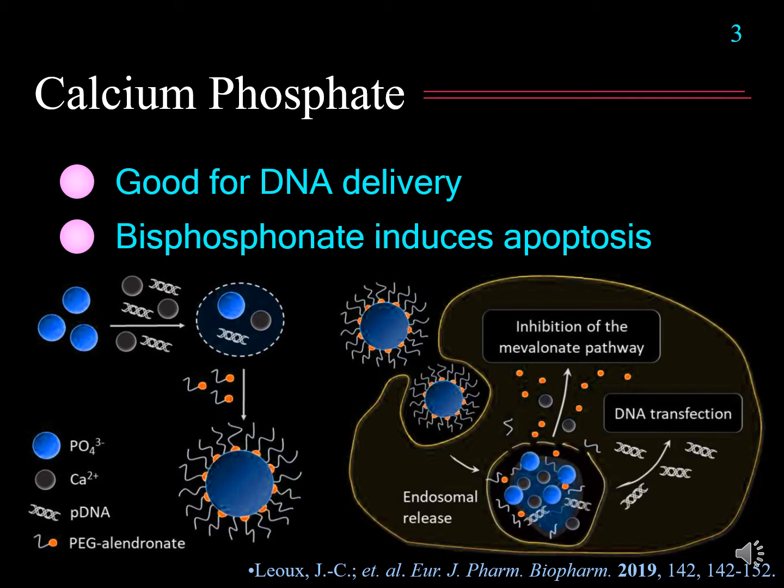In this case, they use PEG alendronate. Alendronate is a compound that can inhibit the mevalonate pathway, and inhibition of the mevalonate pathway can trigger apoptosis, or programmed cell death, right? So we can kill the cancer cells this way.